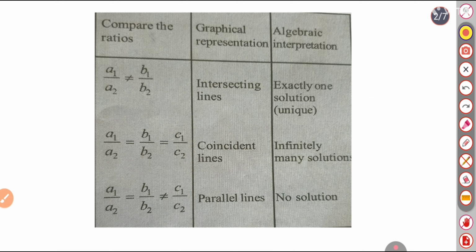Just see here the conditions. If a1 by a2 is not equal to b1 by b2, then these are intersecting lines. If all are equal, they are coinciding lines, and if the last two ratios are not equal, then these are parallel lines. Let us see the third question.